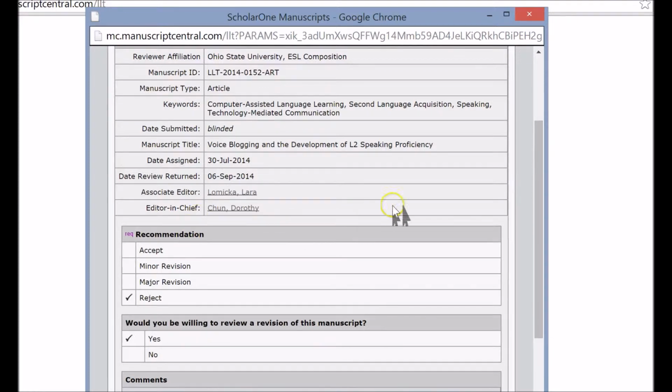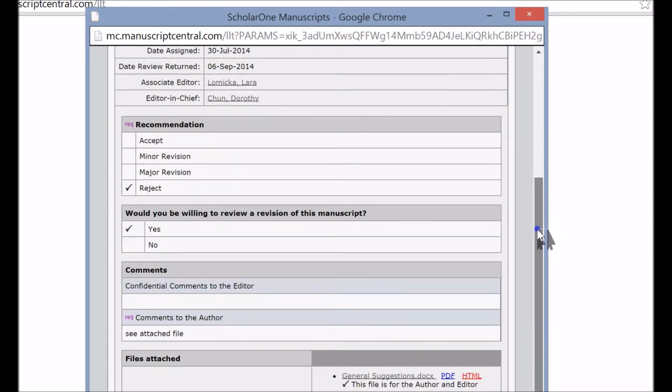This journal doesn't ask too many questions. Some journals actually have a whole form to fill out. This journal just asks you to accept, major revision, minor revision, reject, and whether you want to be a reviewer again.